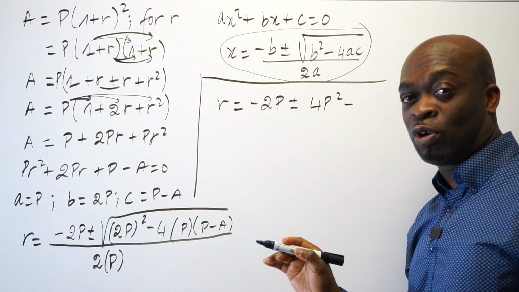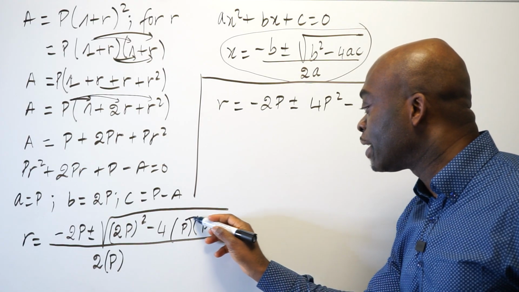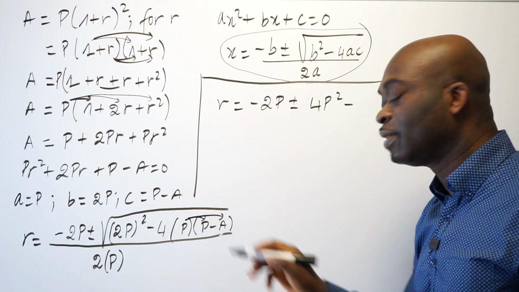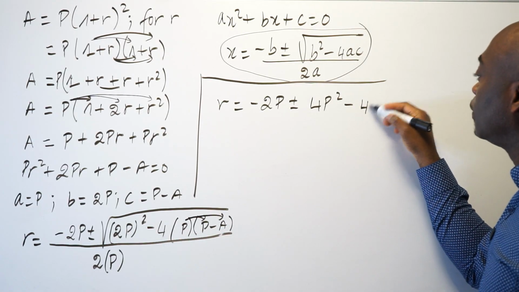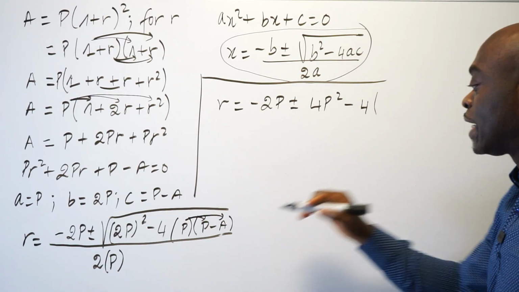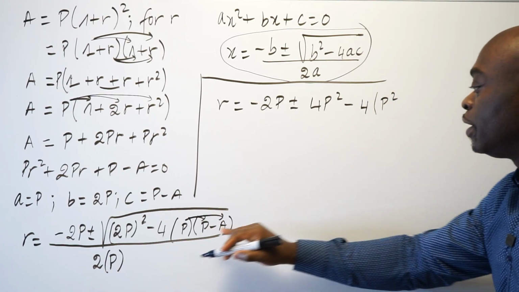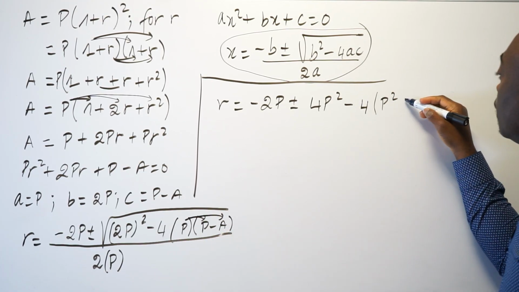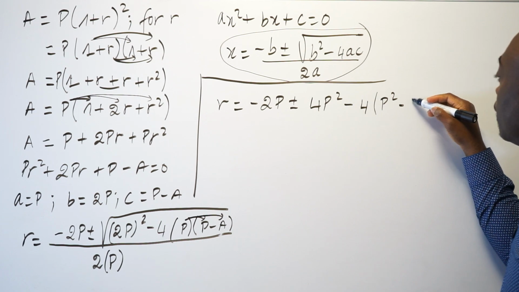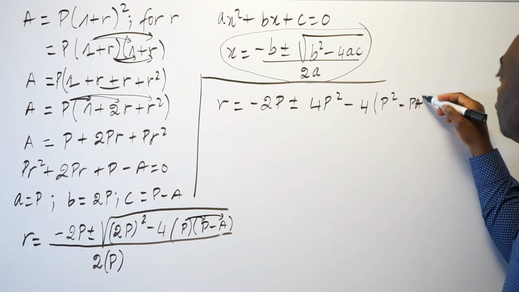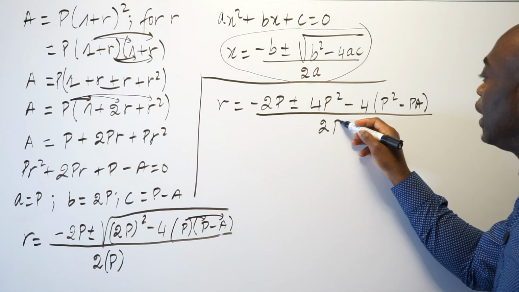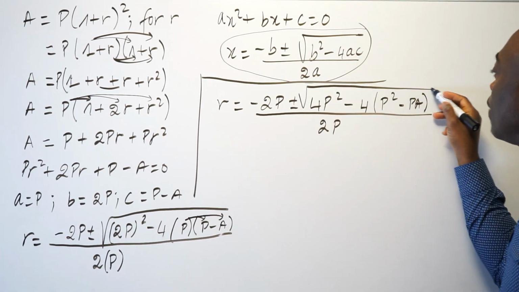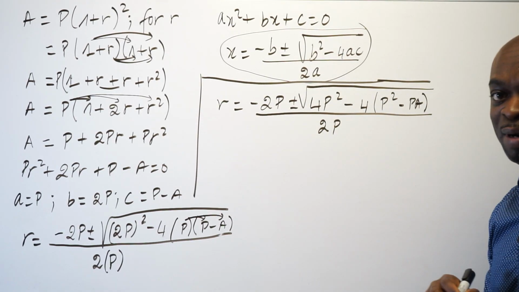The easiest way to go about this, ladies and gentlemen, is to take the p multiplied by p times negative a to begin with, and then we keep the 4. So we have minus 4 times p to the second power, p times negative a is negative pa. Whole thing divided by 2p. And don't forget about your radical. Never ever forget about that.